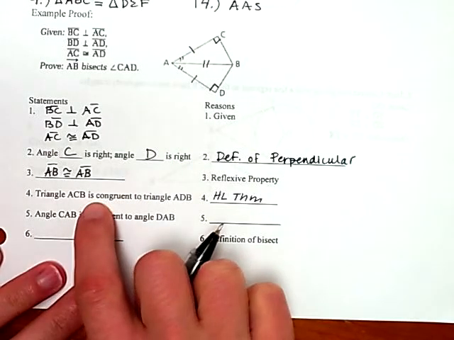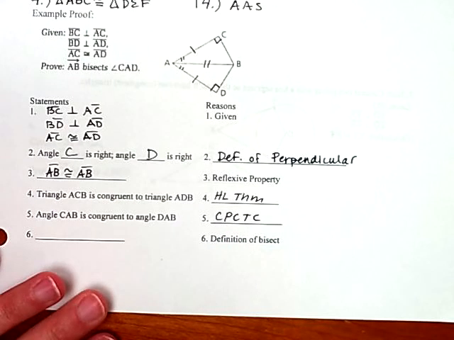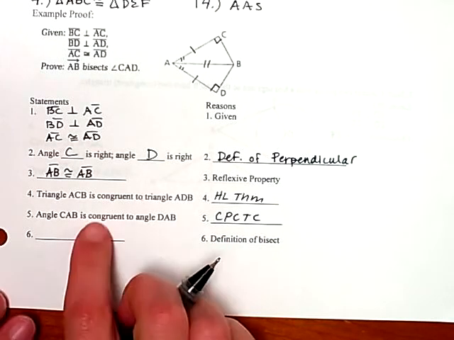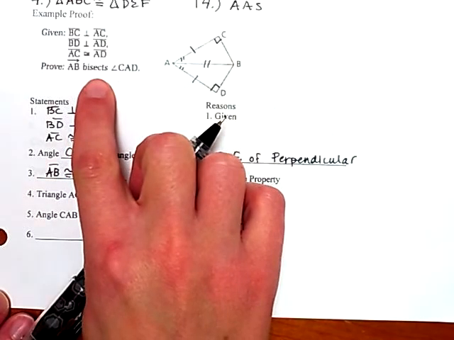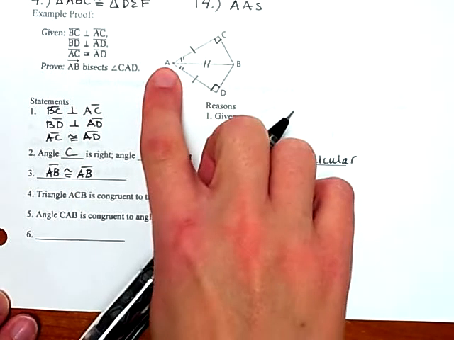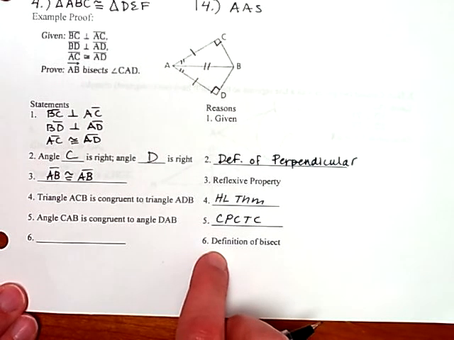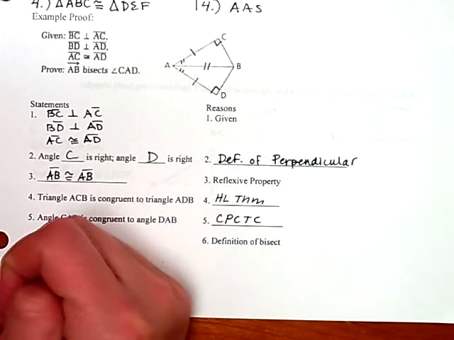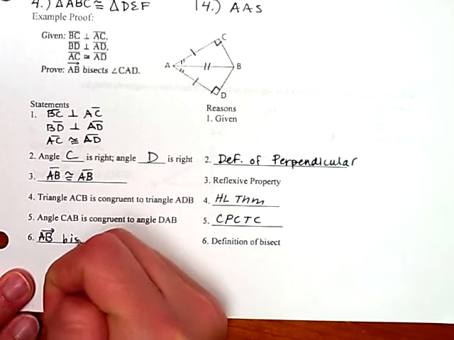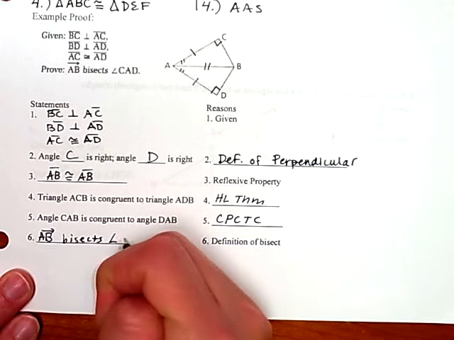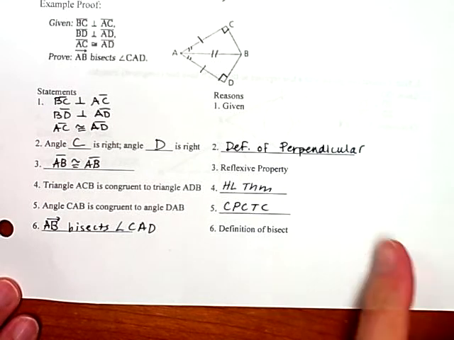Well, we just showed the two triangles are congruent, so now we can use CPCTC to show those angles are congruent. Once we have those angles are congruent, now we know for a fact AB is bisecting the larger angle here. So that's what we're going to write in our last step. And how do we know it? By the definition of what it means to bisect. So I'm going to write ray AB bisects angle CAD. And that's the end of that proof.